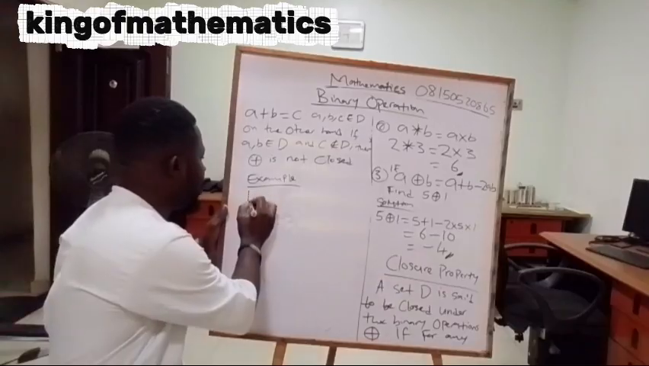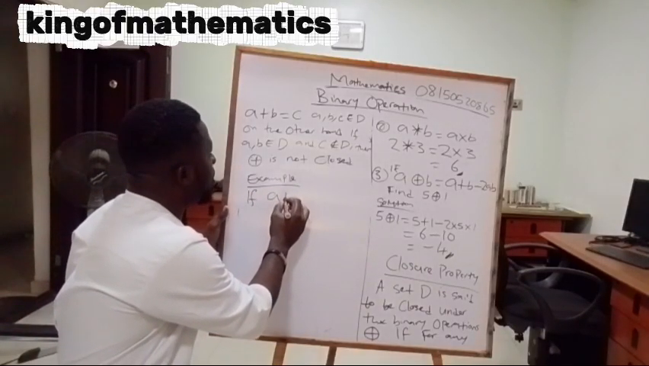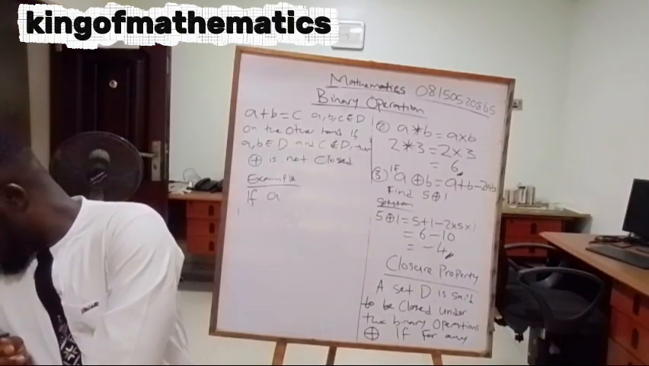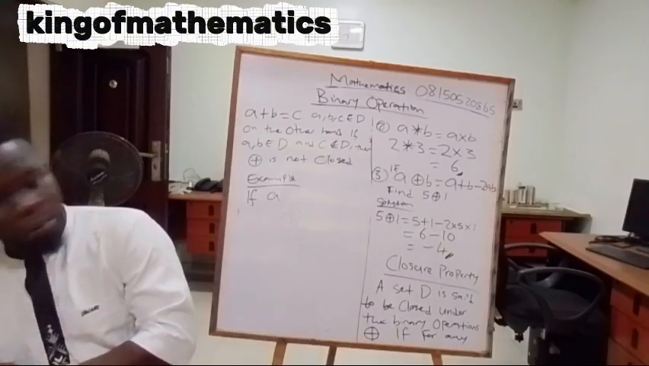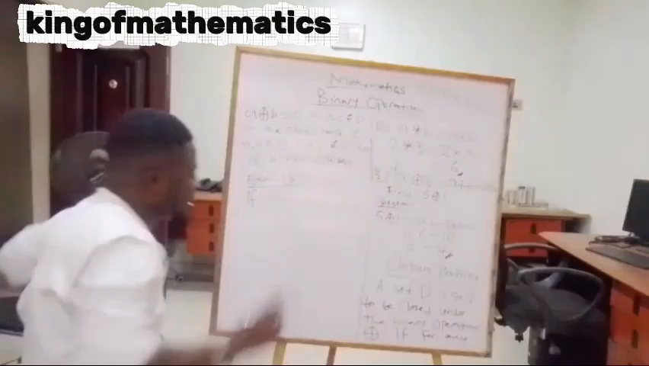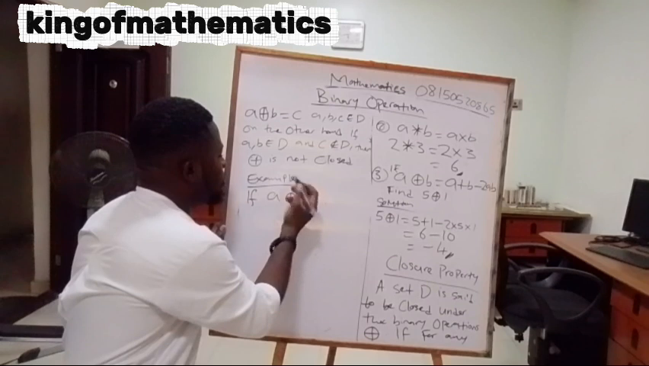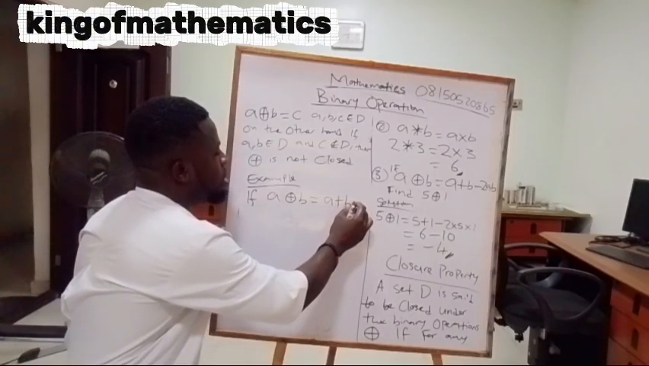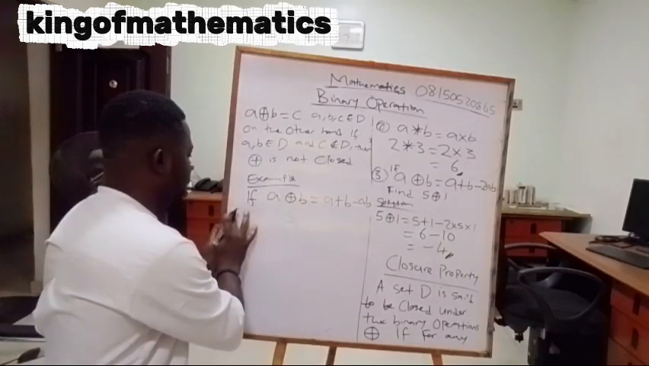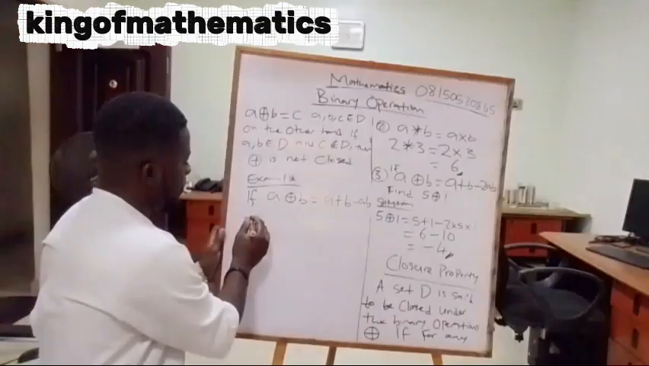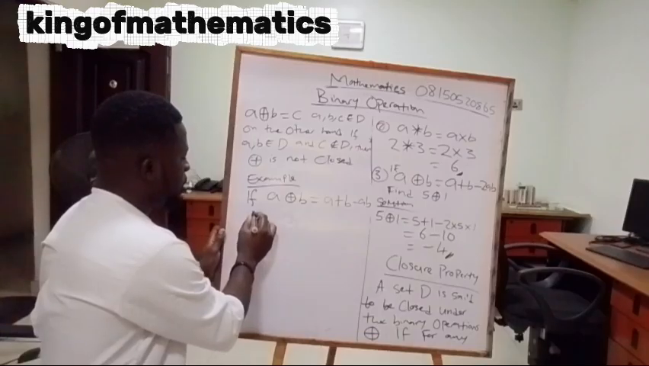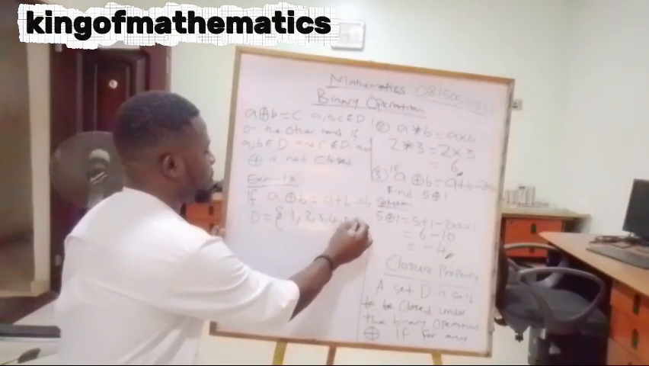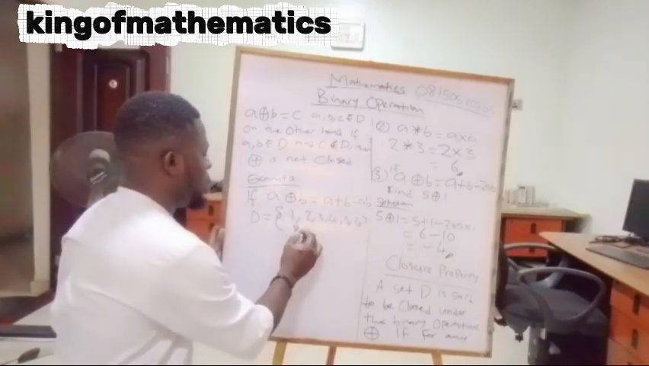Let's say an example. Let's say A operation B is equal to A plus B minus AB, and I tell you that D is equal to the set of 1, 2, 3, 4, 5, 6, 7, 8, 9, 10.